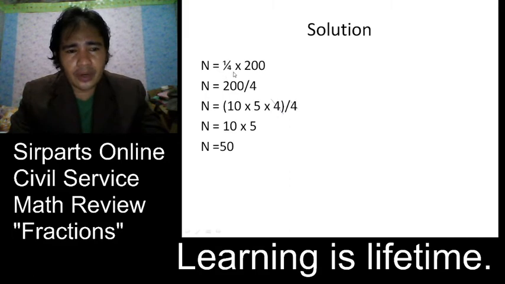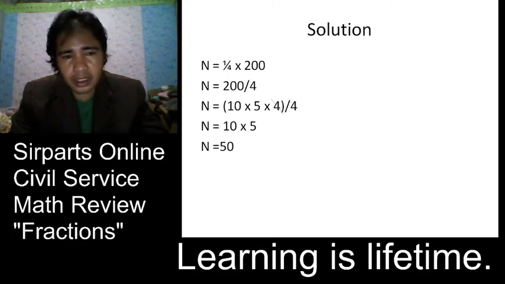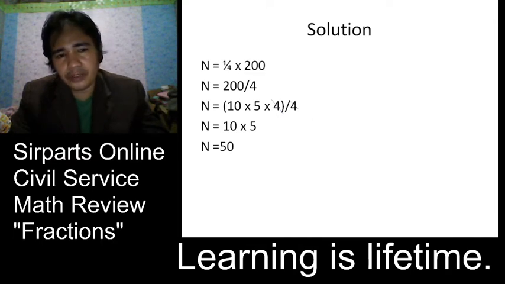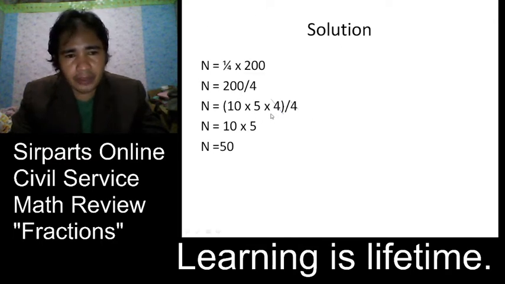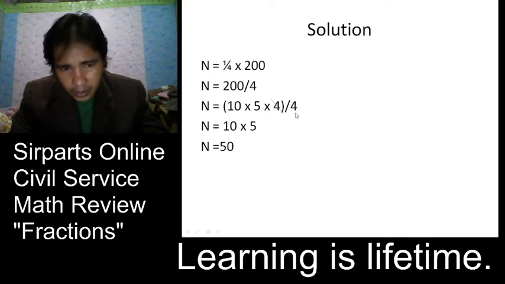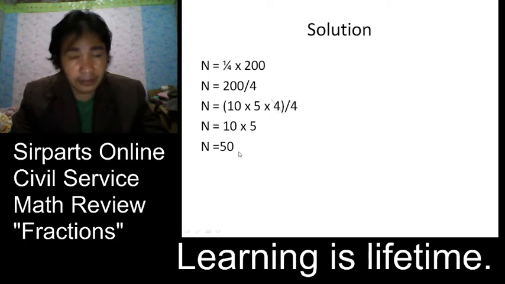So for N equals 1/4 times 200, we are going to multiply 1 by 200, so that will become 200 divided by 4. In order to have some ease in your computation, you try to think of numbers that are the factors of 200. So the factors of 200 would be 5 times 4, 20 times 10. So that's 200, so that you can cancel out the 4. So we have 10 times 5, that is 50.